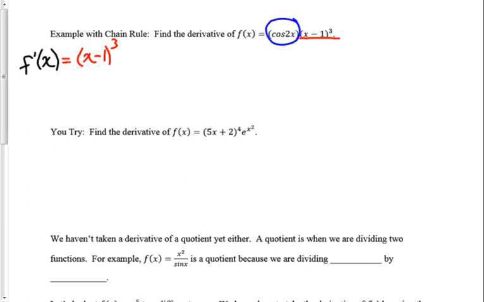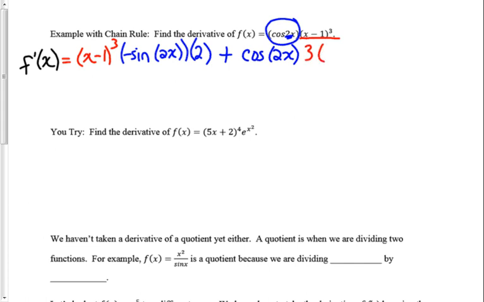So the derivative of cosine is negative sine of that same 2x. Now I need to multiply by the derivative of the inside of my cosine, which is 2x. The derivative of that is just 2. Now I'm going to add that to the first term, which is cosine of 2x, times the derivative of the second term. And again, that's a chain rule.